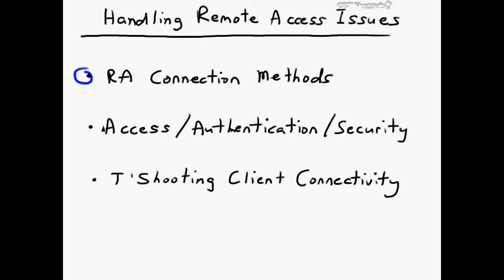We'll then look at access, authentication, and security. We'll review a lot of those remote access and VPN protocols, some of which do in fact bleed over and are considered industry standard protocols. Some are Microsoft-centric technologies. And then third, we'll look at practical steps for troubleshooting client-side connectivity.